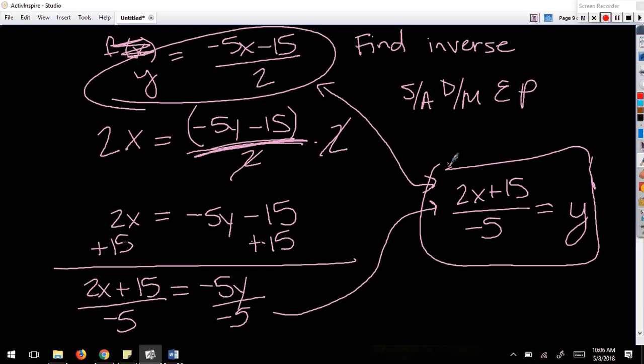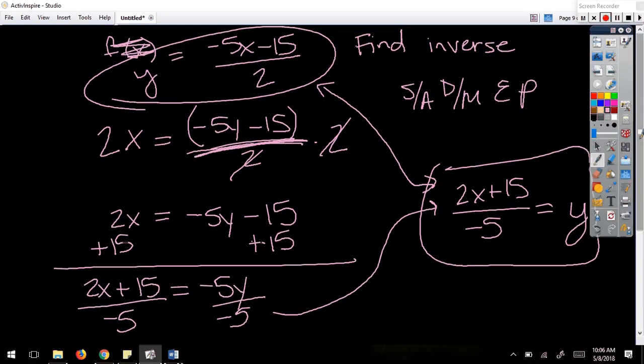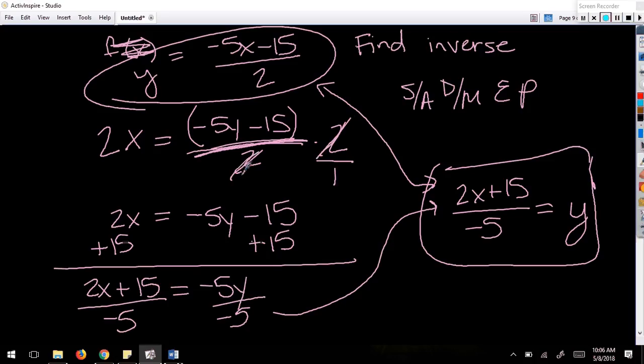So you wouldn't times that, it wouldn't be 10y and 30. No, no, no, no. Because when it's on the top and the bottom like that, they cancel out. Let's do another one.